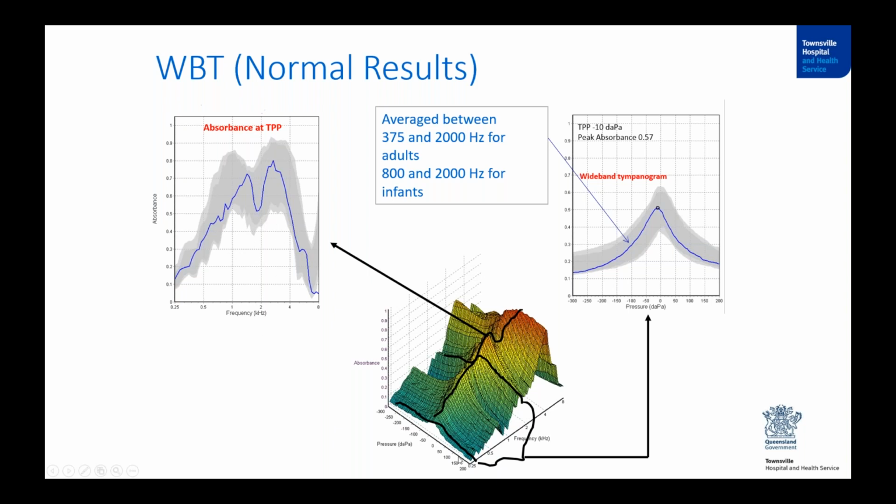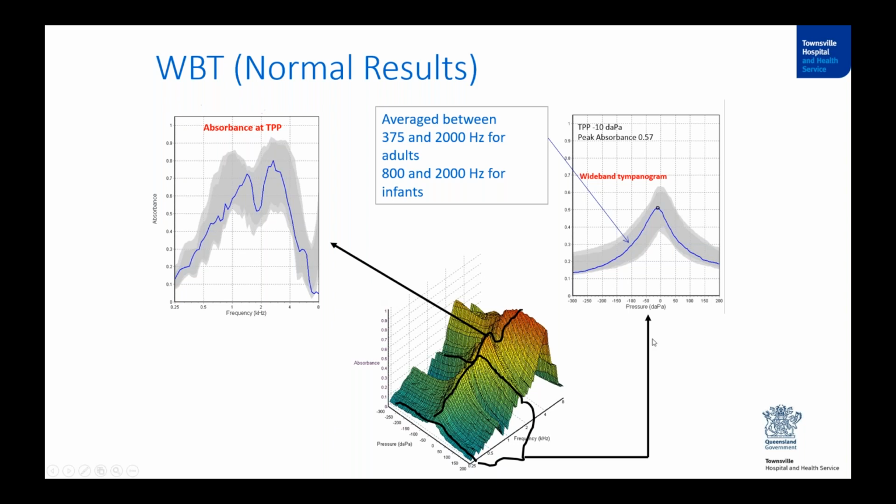When you average these absorbances, you get the curve, and the TPP is the point where the absorbance is the highest. So that's taken as the TPP. And at TPP, you draw the curve across the range, and that gives the wideband absorbance across the whole frequency range at TPP.